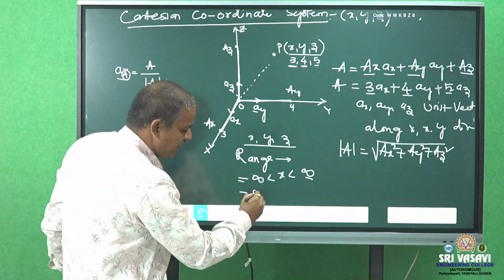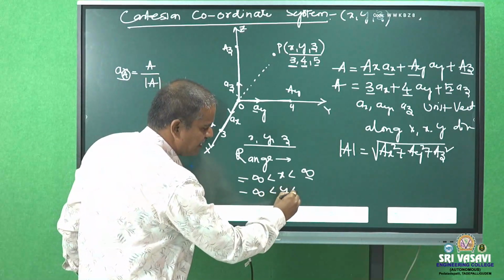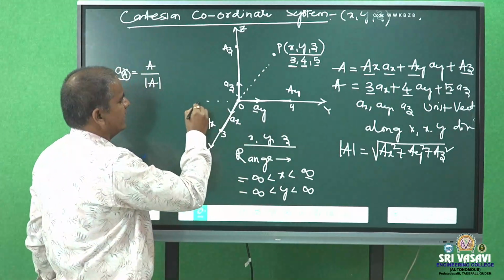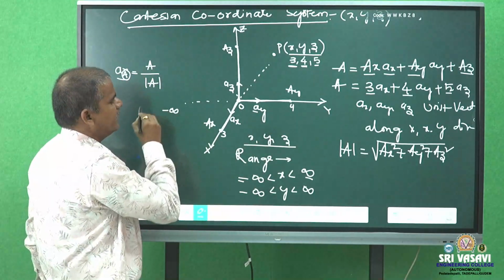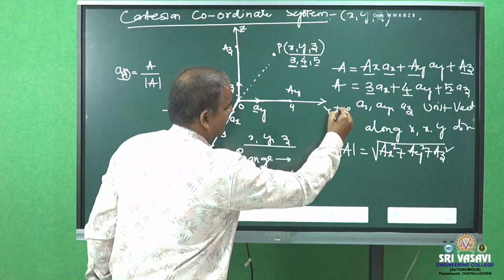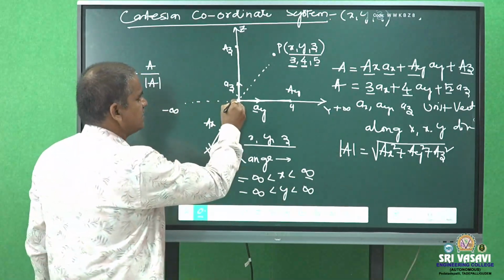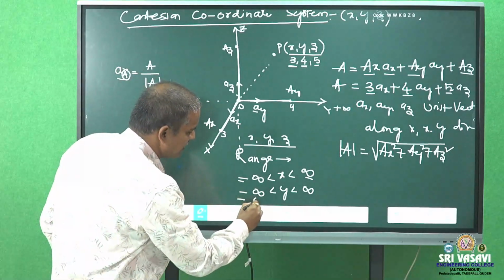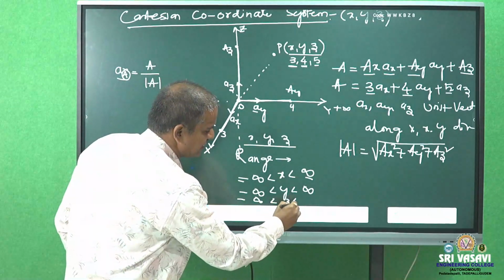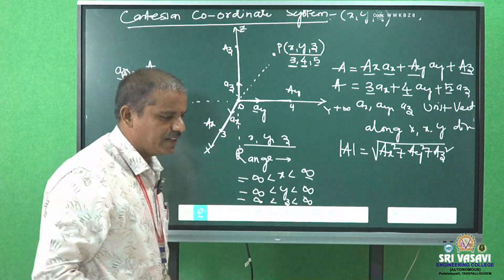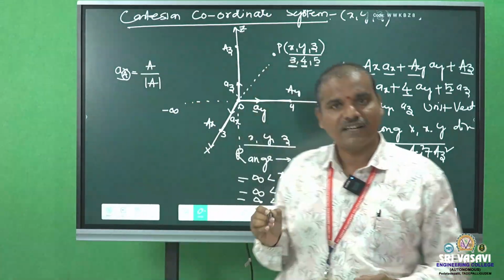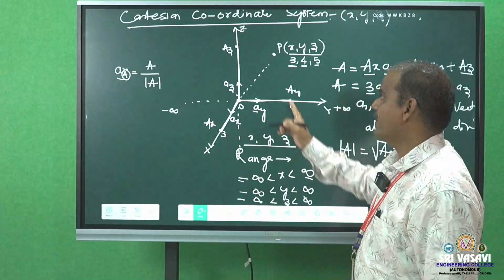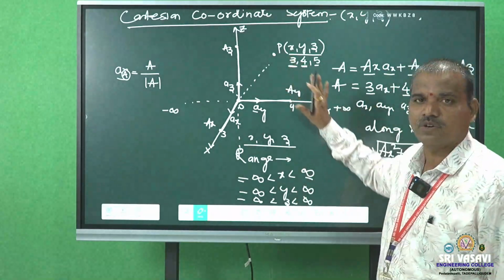In a similar way, minus infinite less than y less than infinite. This is the positive y-axis, this is the negative y-axis, which extends from minus infinite to plus infinite. In a similar way, this is the positive z, this is the negative z, which extends from minus infinite less than z less than infinite. So we conclude that x, y, z have ranges from minus infinite to plus infinite respectively. This is about the Cartesian coordinate system.